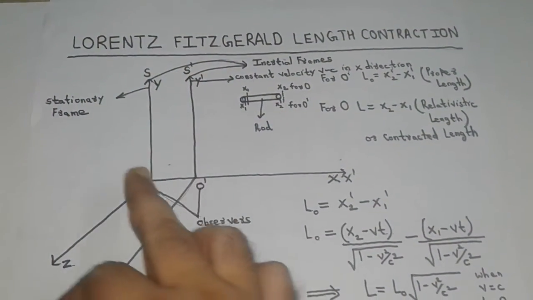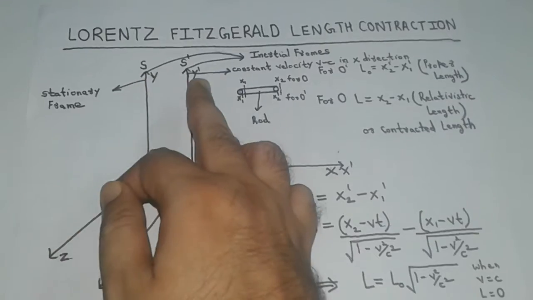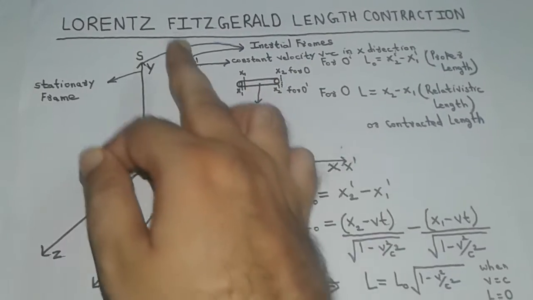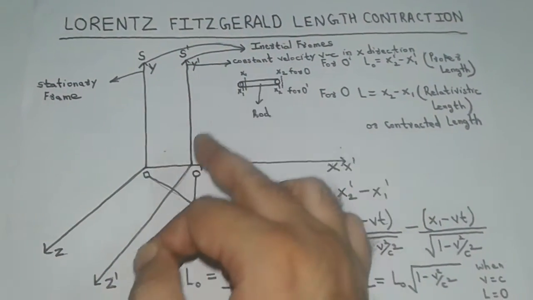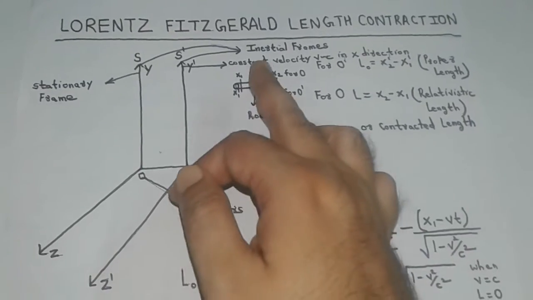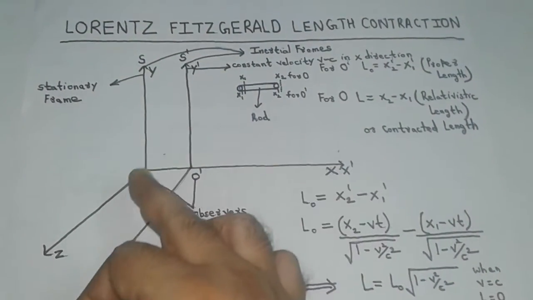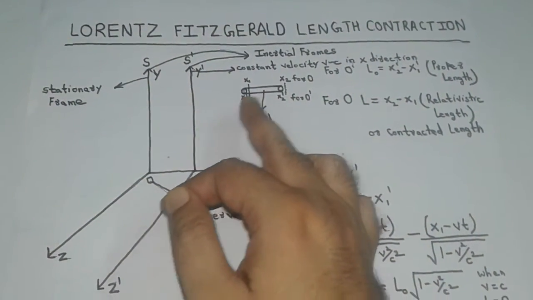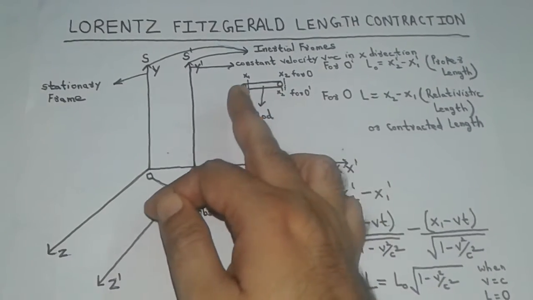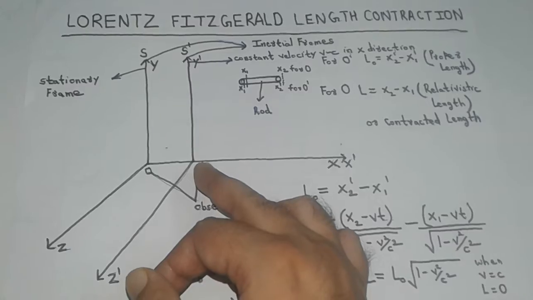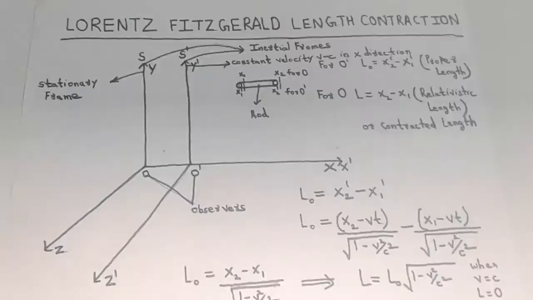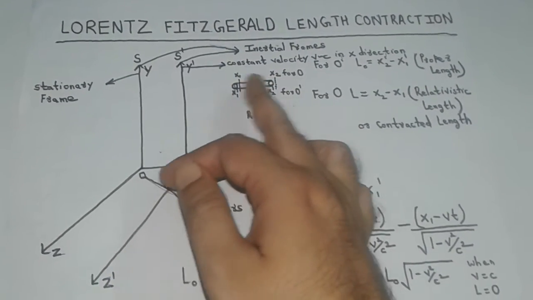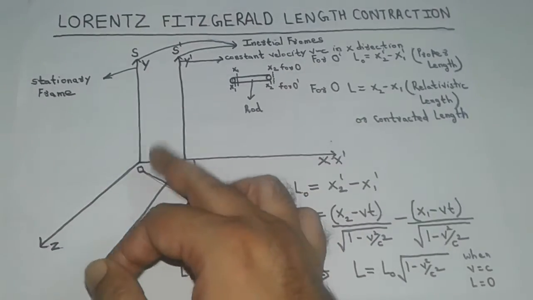Let O and O dash be two observers in frames S and S dash respectively. Let us consider a rod placed in frame S dash, which is stationary with respect to observer O dash and is in relative motion with respect to the stationary observer O in frame S. Let x1 dash and x2 dash be the coordinates of the ends of the rod as recorded by observer O dash in frame S dash. Let x1 and x2 be the coordinates of the ends of the rod as recorded by the observer O in frame S.